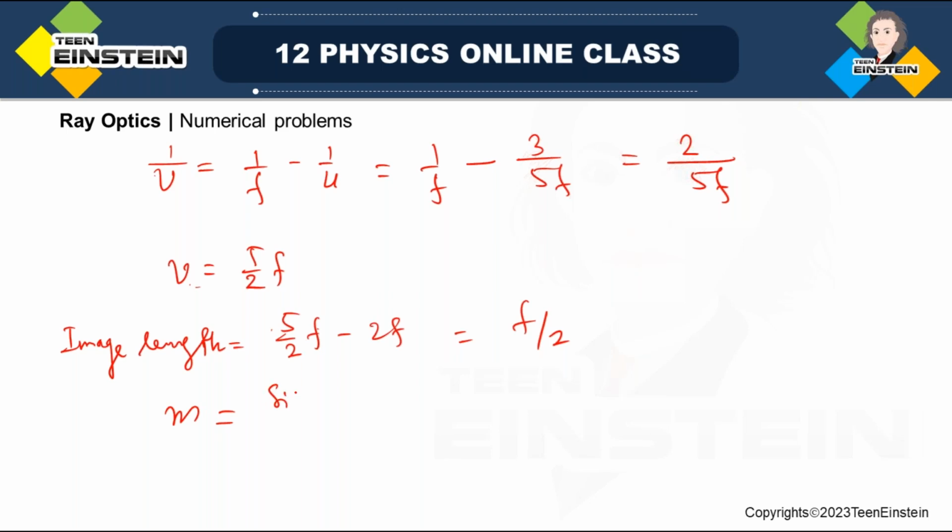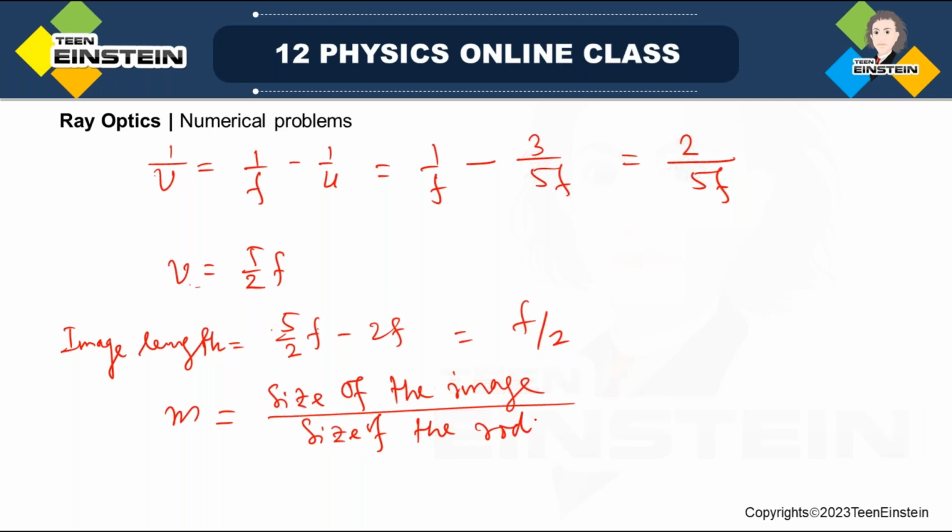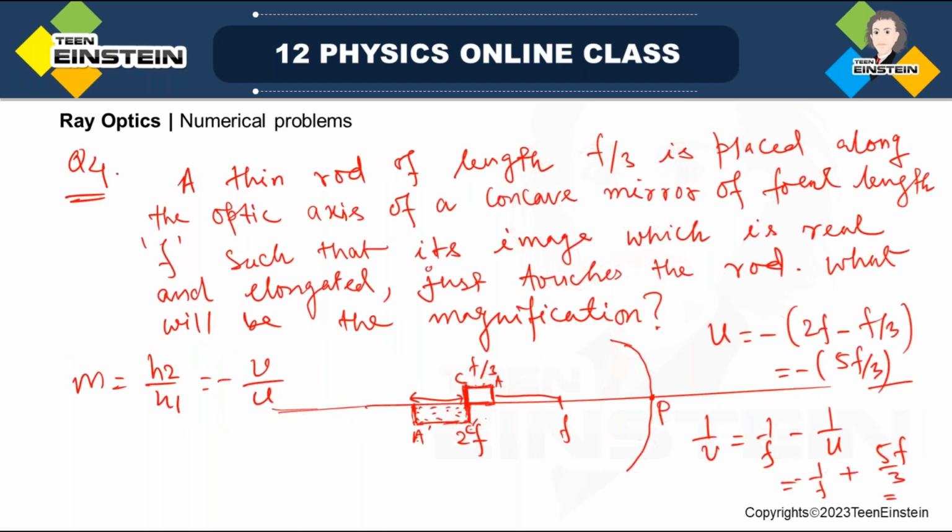Size of the image and size of the rod. I'll just recap what I have done in this. Size of the image is actually F by 2. Size of the rod is F by 3. So this is 3 by 2, that is 1.5. So this will be the magnification. See, I just recap, because we have done a little mess in between.